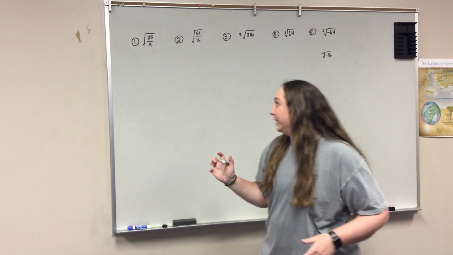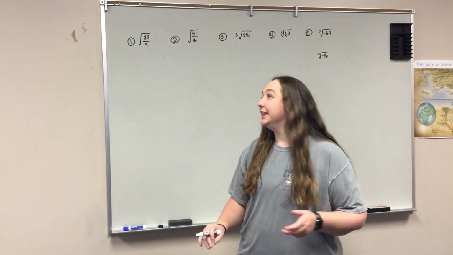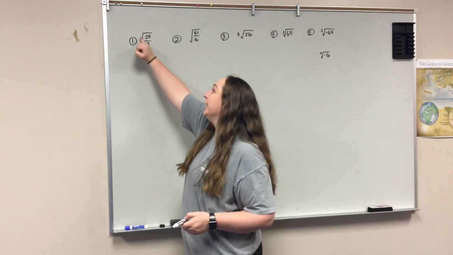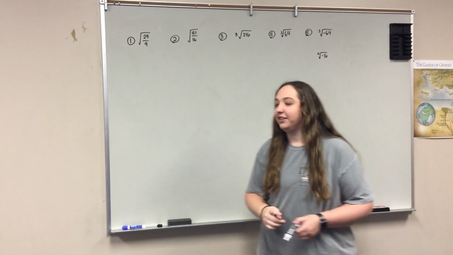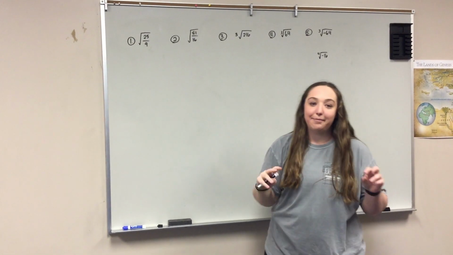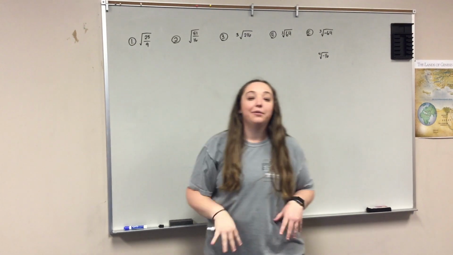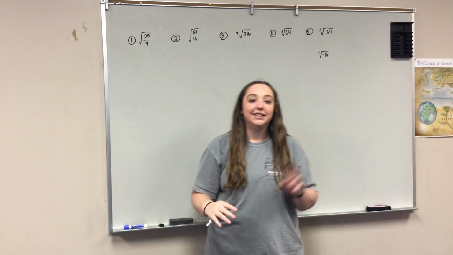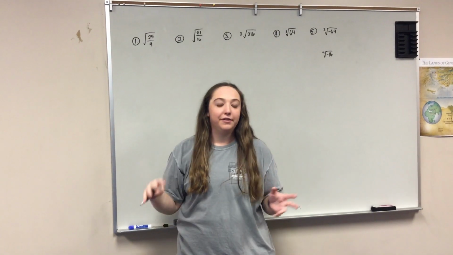So we have the square root of 25 divided by 9. And the reason I know that this is a square root is because if there's no number here, that implies that it's squared. So this is the square root of 25 divided by 9. So what that means is we're looking for a value that we can multiply by itself to get 25, and then again we're looking for another value you can multiply by itself to get 9. So for this first one, we're going to look for the square root of 25 first.